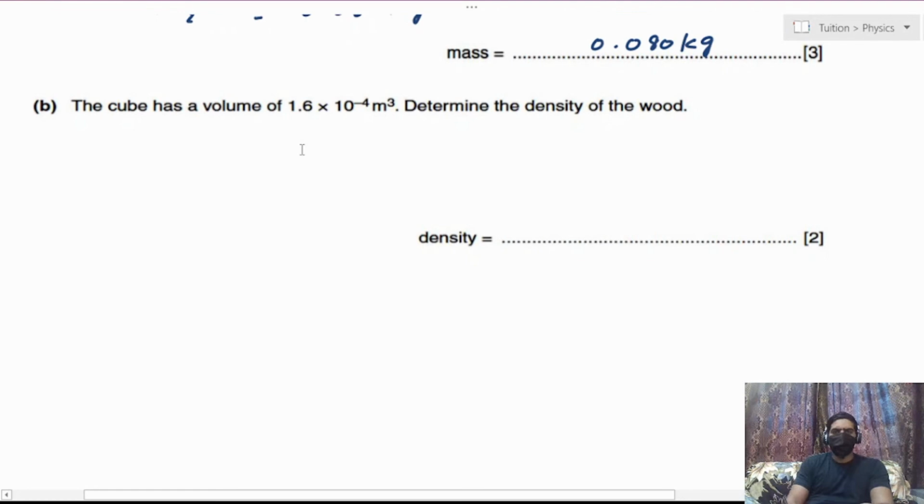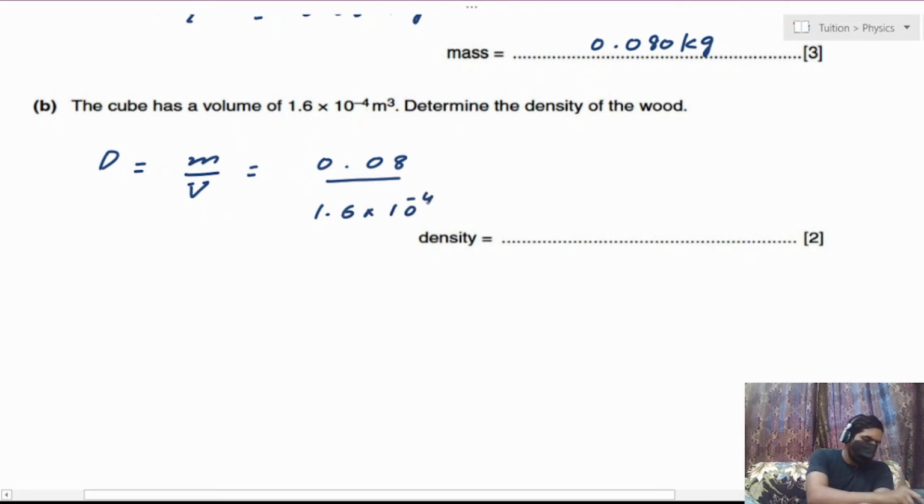The cube has a volume that much, calculate the density. Okay, density equals mass over volume. We already calculated the mass of the cube, which was 0.08, divided by 1.6 into 10 to the power negative 4. You can write it straight away on the calculator. Make sure you insert the fraction, otherwise there's every chance you commit a mistake, because the calculator follows the BODMAS rule.